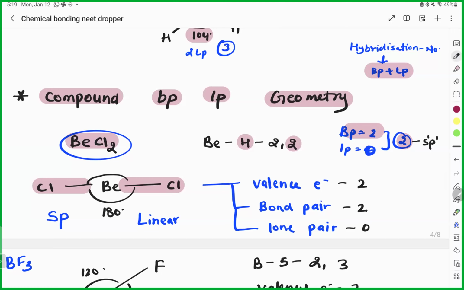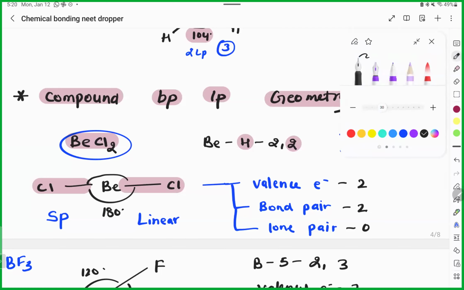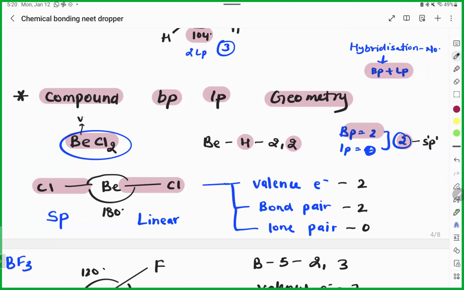Okay. How to calculate? First check what is the valence electron for this atom. Calculate valence electron. Based on the valence electron, check how many bonds. Here you have 2 bonds, 2 valence electrons. So no lone pair, only bond pair. Okay. So here valence electron 2, bond pair 2, lone pair 0.